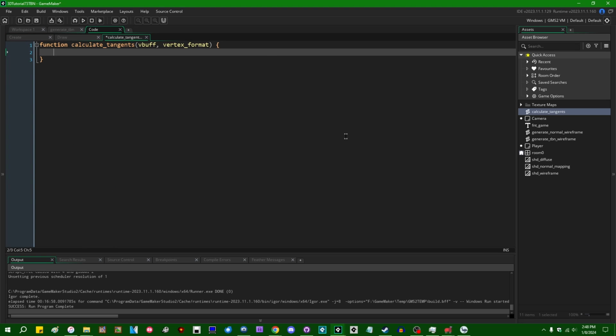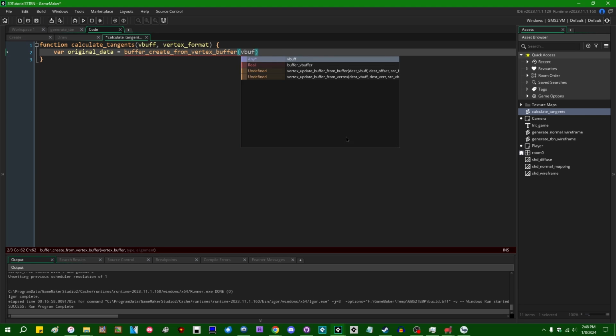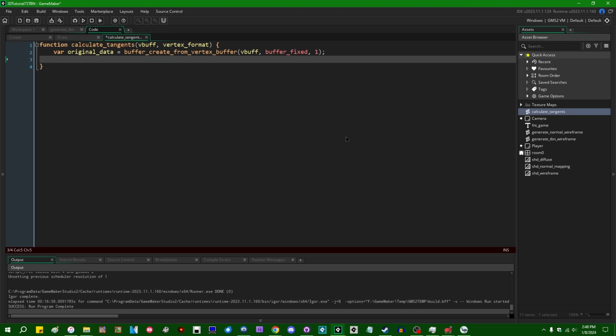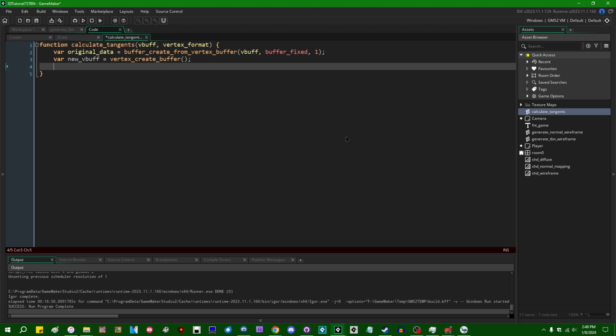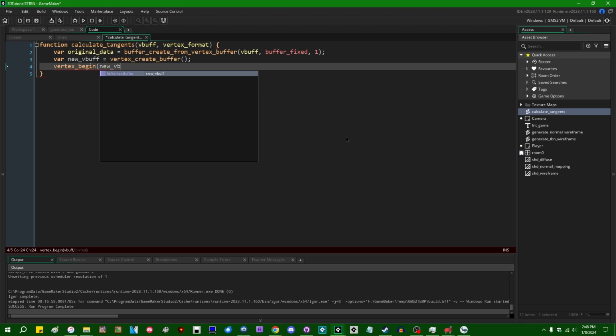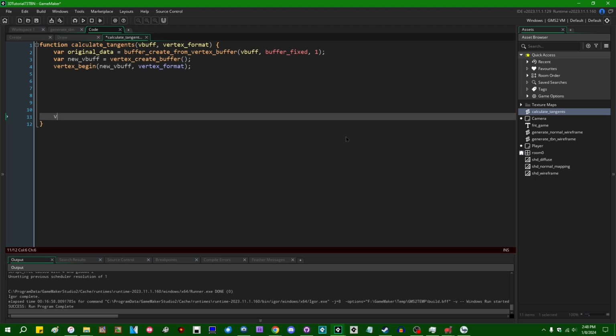So let's say original data is going to be buffer create from vertex buffer. That vertex buffer can be vbuff. The type can be buffer fixed, which is kind of the default buffer type. The alignment can be 1. I'm going to also want to say our new vbuff is going to be vertex create buffer. Vertex begin so that we can start writing information into the new vbuff with the specified vertex format. Once we're done, at the bottom, vertex end.